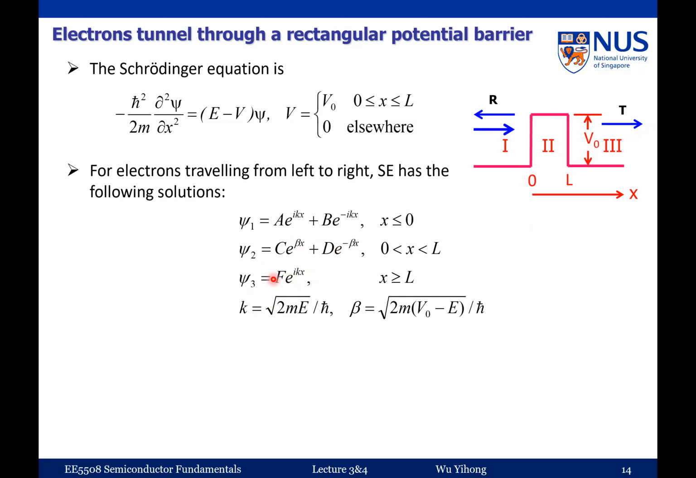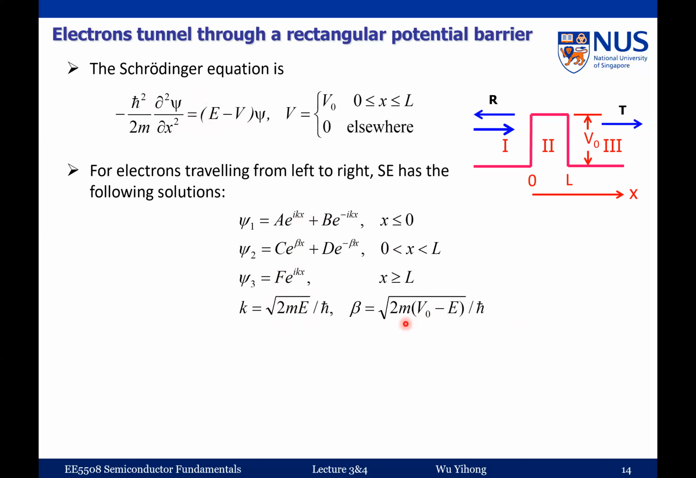And then this part, again, is the free electron wave. So you can see that the electron is propagating to the right. So basically, same as this one, but the coefficient is different, right? And then k is given by this. So that basically is when this is 0, and then this is just like a free electron case, right? So you have this one. And then beta is given by this. That's inside this region, okay?